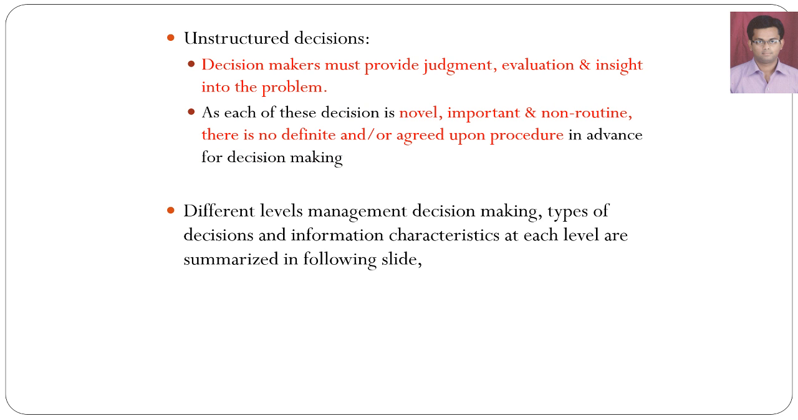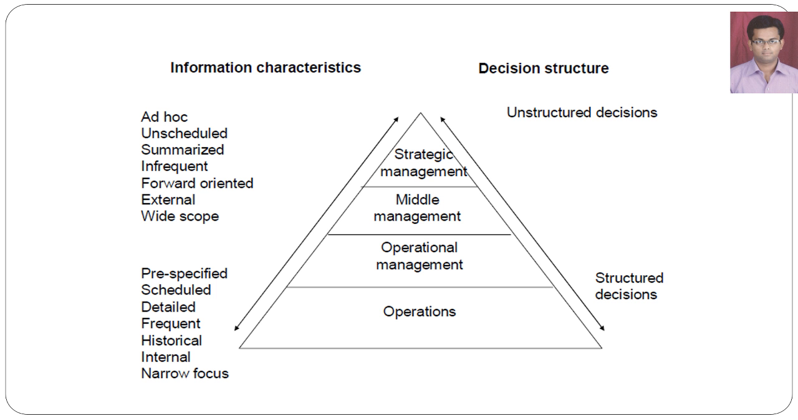Now, let's look at unstructured decisions. Decision makers must provide judgment, evaluation, and insight into the problem. As each of these decisions is novel, important, and non-routine, there is no definite and agreed upon procedure in advance for the decision making. Different levels of management decision making, types of decisions, and information characteristics at each level are summarized in the following slide.